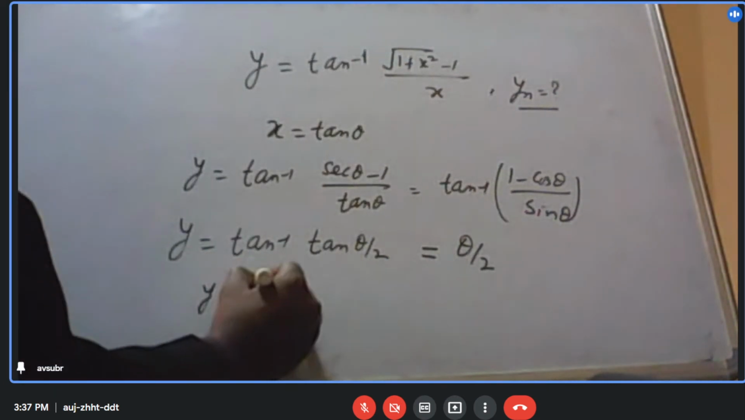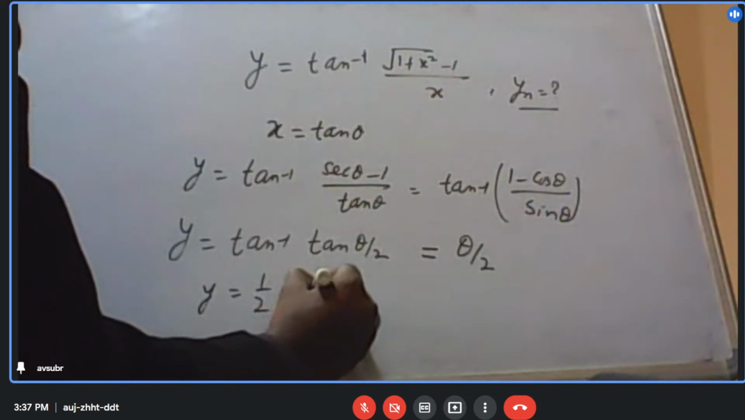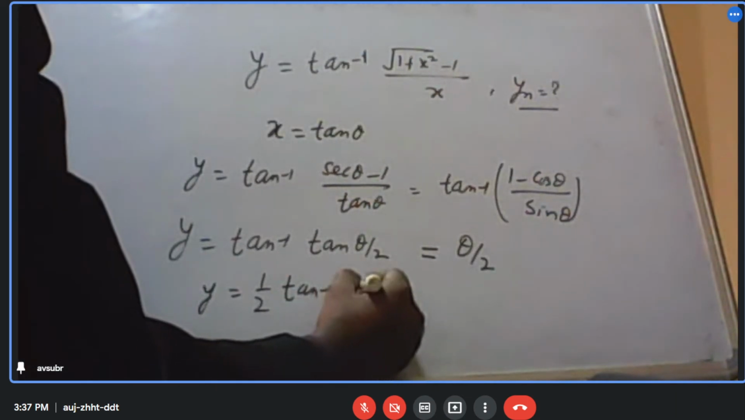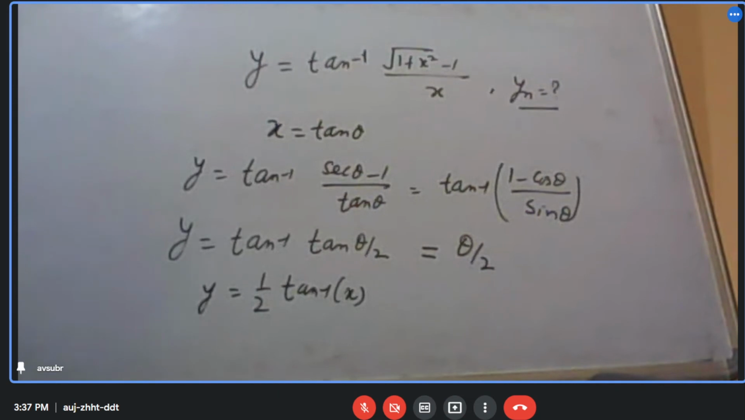And theta is tan inverse x, so y is equal to 1 by 2 tan inverse x. Okay, we have got tan inverse x.